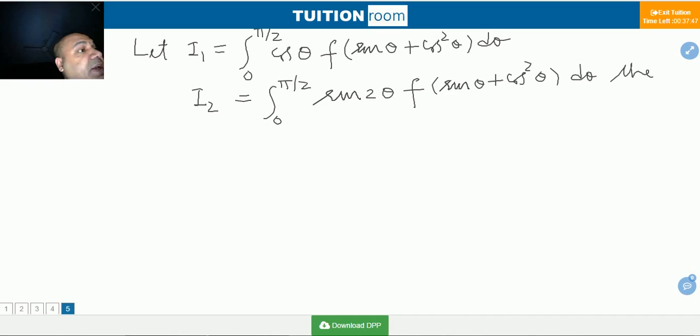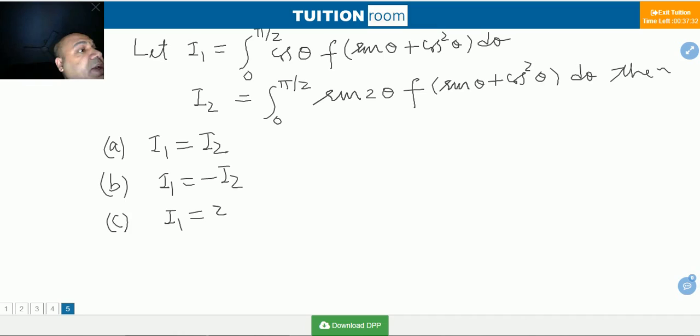Then options are provided. My first option is I1 is equal to I2. Second option is I1 is equal to minus I2. The third option is I1 is equal to 2 I2. And the fourth option is I1 is equal to minus 2 I2.